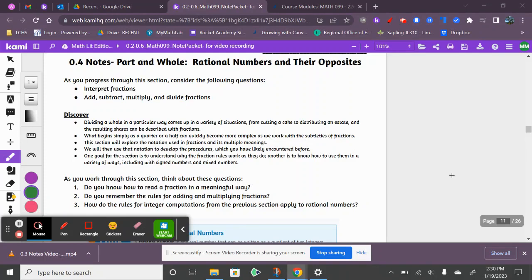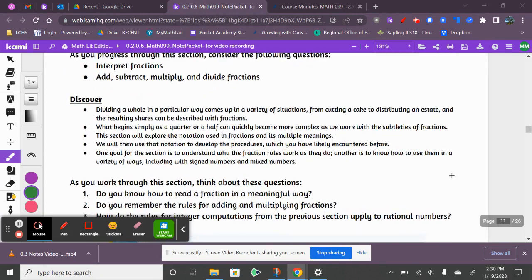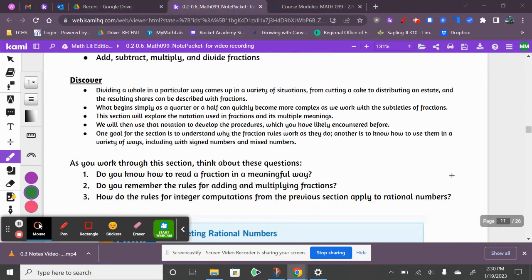Hi everyone, so here are your 0.4 notes. These cover rational numbers and their opposites.